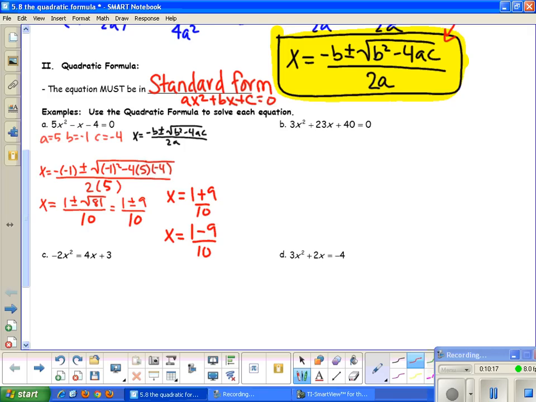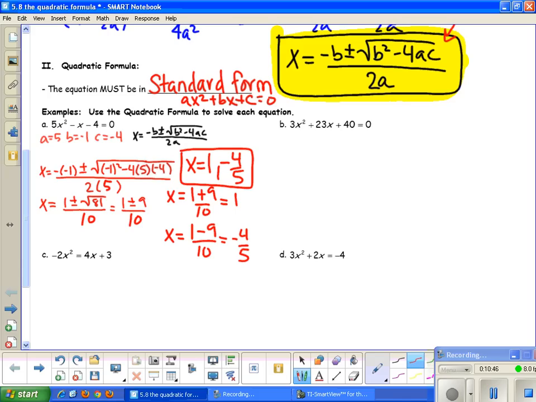So sorry about that. Now we have 1 plus 9, which is 10, and 10 over 10 gives me a value of 1. And then here we have 1 minus 9, which gives me negative 8 over 10, and negative 8 over 10 reduces into negative 4/5. So that means my two solutions are going to be x equals 1 and x equals negative 4/5. And that's what I would write down.